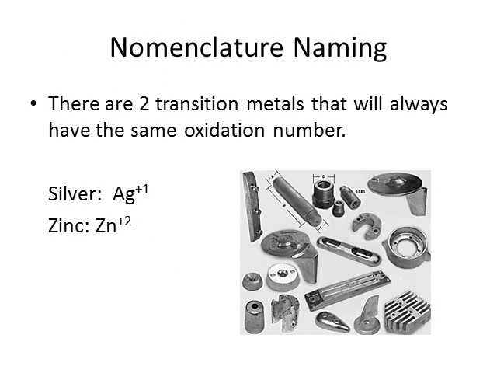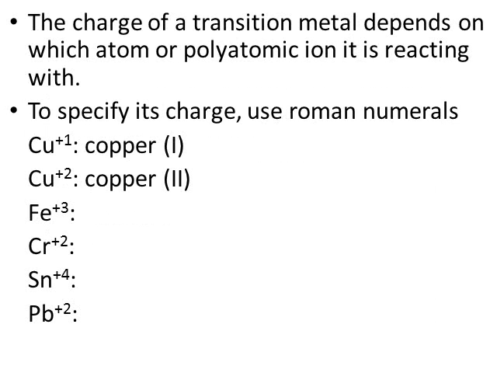When we write a name, if it involves a transition metal, we must always include a Roman numeral. There are two exceptions to that rule. Silver always has a +1 oxidation number, and zinc always has a +2 oxidation number. These are two transition metals that do not ever get Roman numerals.